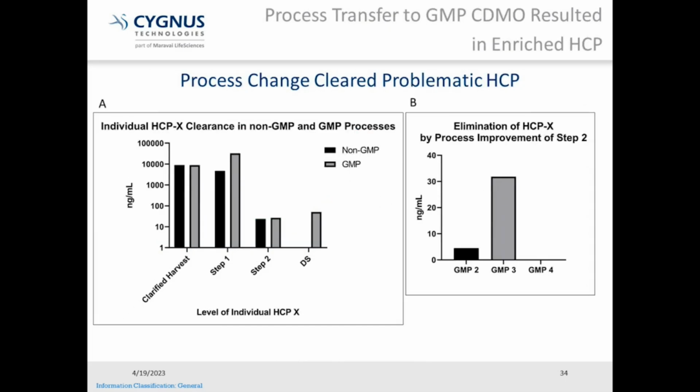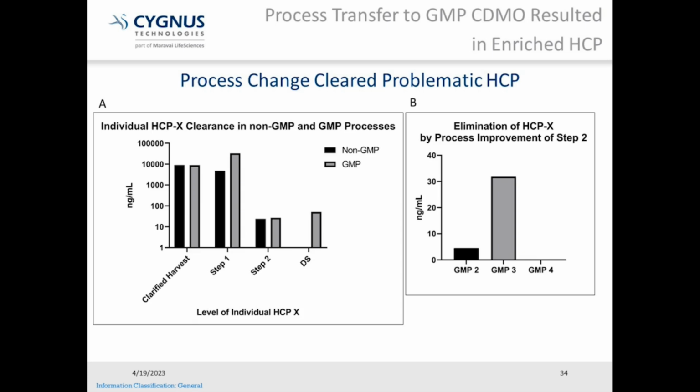A customer had developed a purification process for the drug substance that had host cell protein concentrations within their specification. However, when the process was transferred to a different GMP CDMO, the host cell protein level exceeded their specifications. AEMS was performed on the process samples from clarified harvest, step 1, step 2, and drug substance as shown in Figure A. A single 57 kilodalton host cell protein with a 5.3 isoelectric point was quantified in the GMP run only.